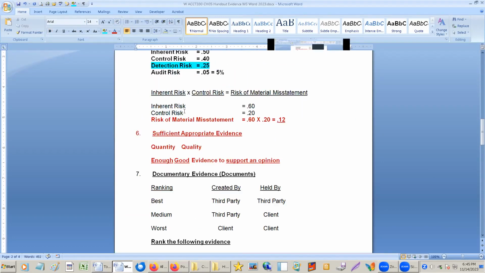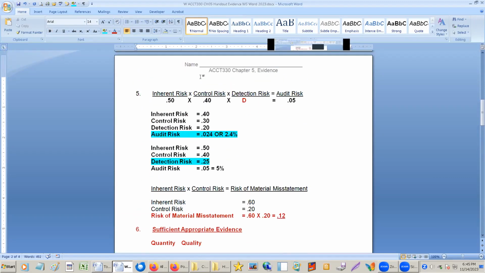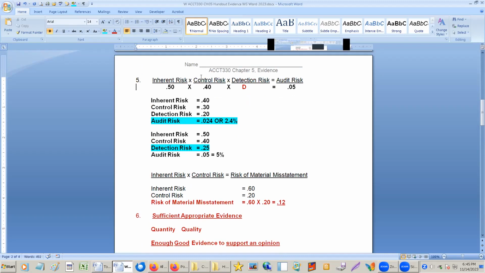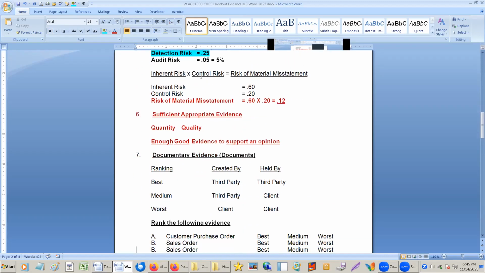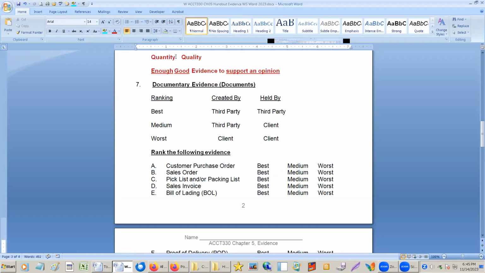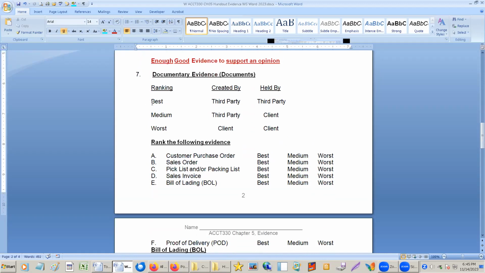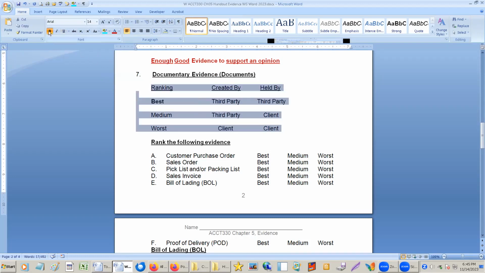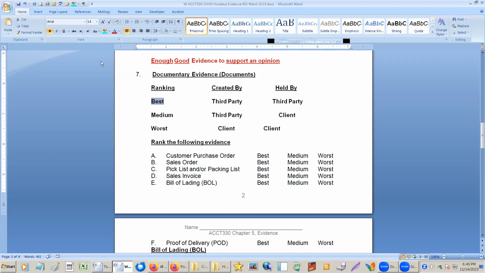Okay, and I don't know if we talked about this. I think we may have. We rank the evidence based on best, medium, worst. The best evidence, we'll make that green. Best evidence is created by a third party and held by a third party. So someone other than the client has this evidence.